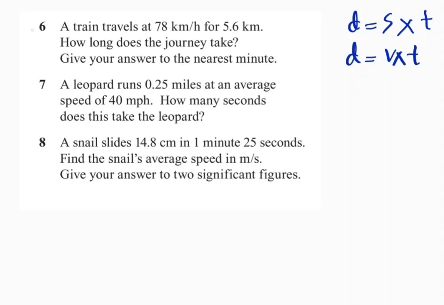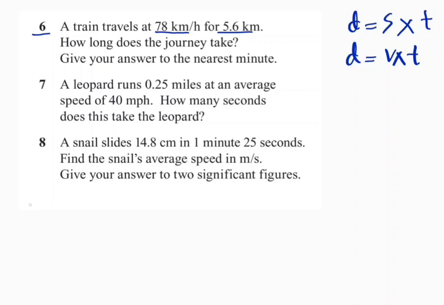So let's start by doing question 6. It says that a train travels at 78 kilometers per hour for 5.6 kilometers. How long does the journey take? Right. So since it says how long, that's obvious that we need to work out the time.